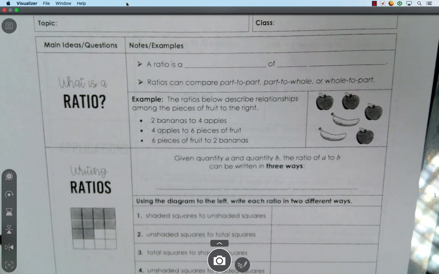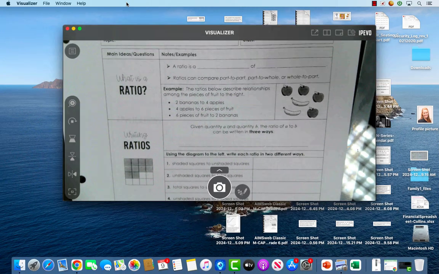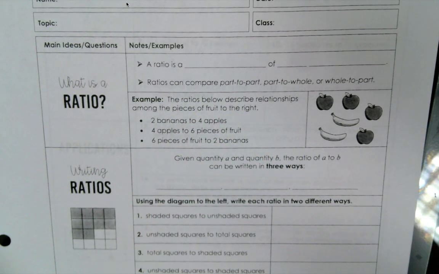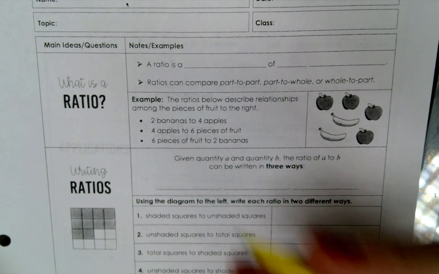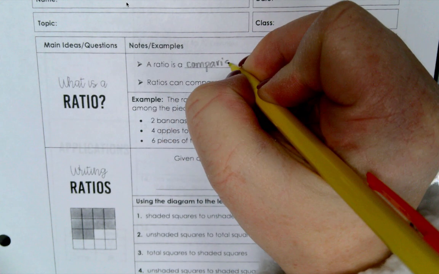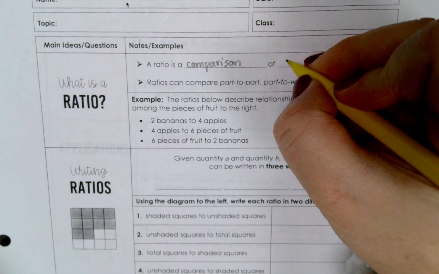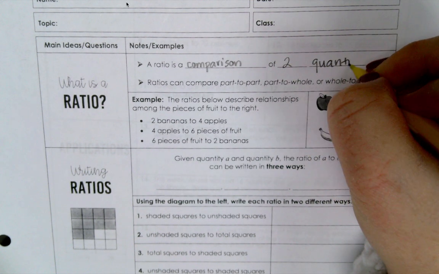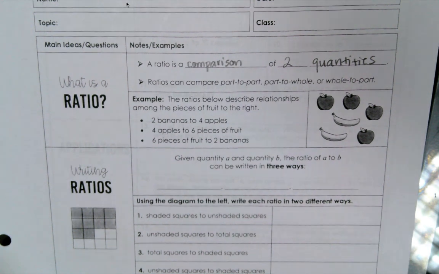Okay, we are doing ratio notes. We are moving on to ratios. And so the question is, what is a ratio? Okay, and I just did that wrong. Click on that. Okay. A ratio is a comparison of two quantities. Okay, so you're comparing two quantities.